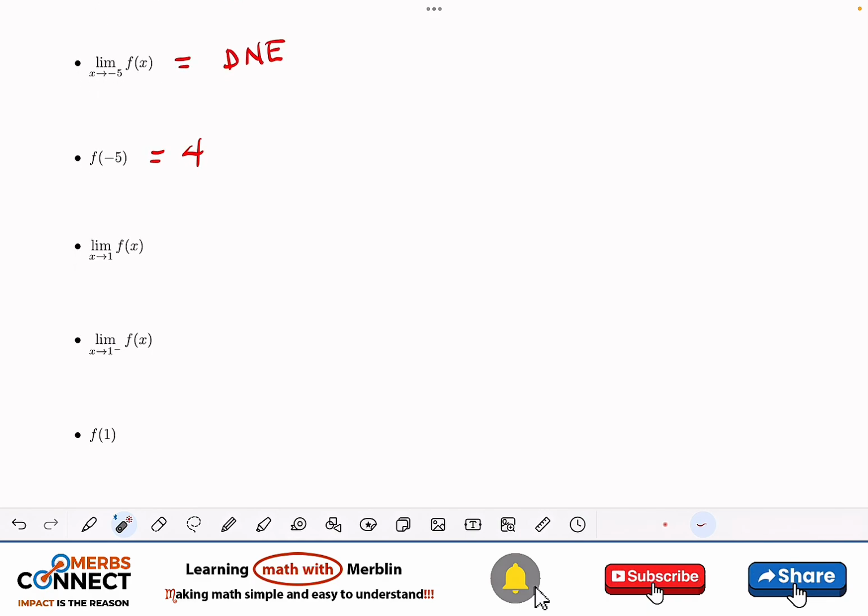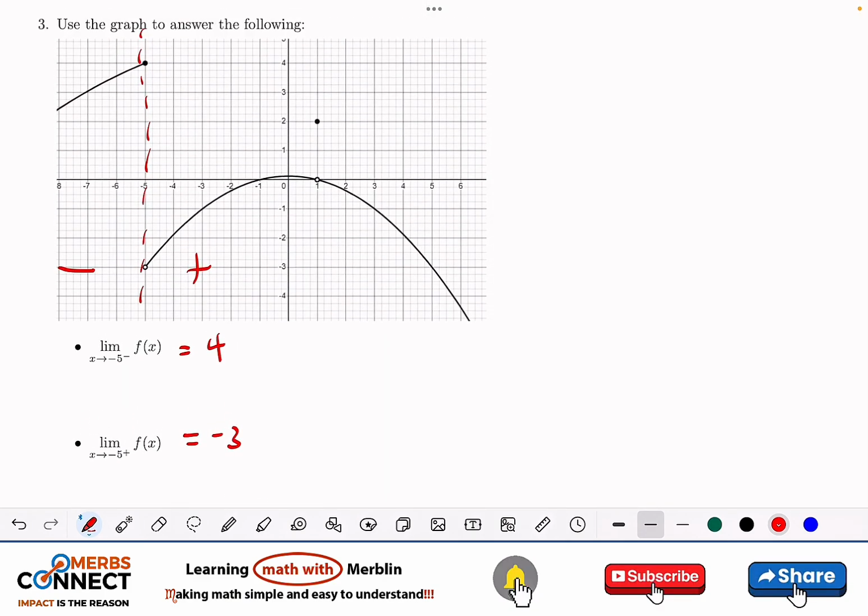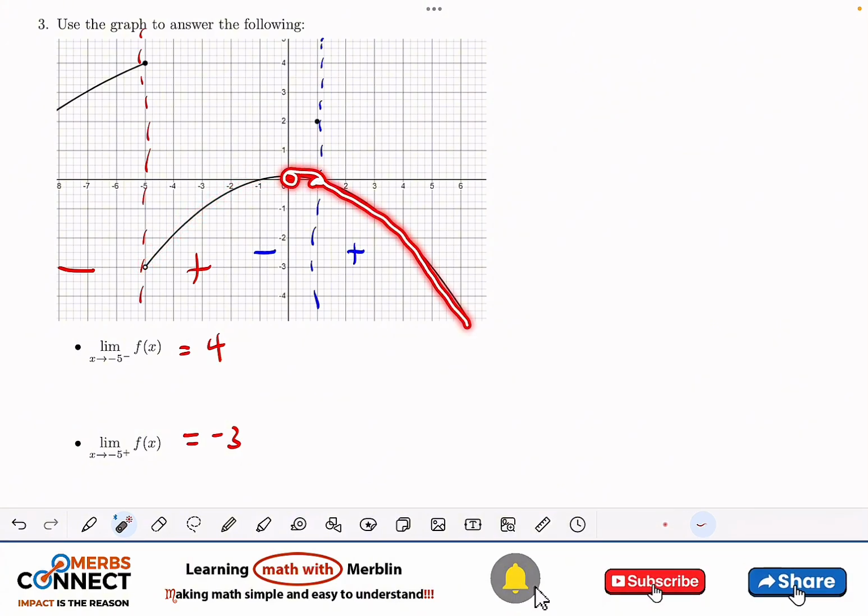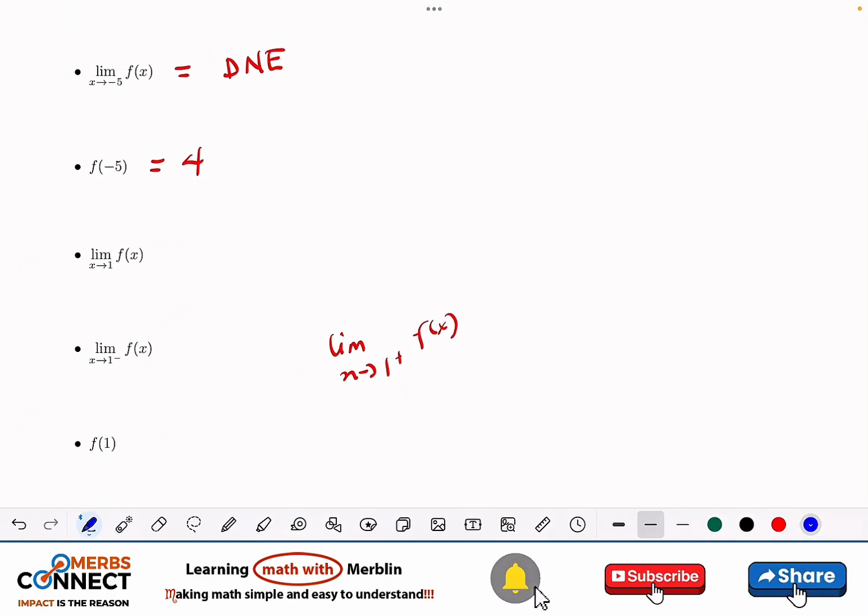Now the last one, the question is asking us the limit as x is approaching 1. It's not telling us from the negative or positive side, but to talk about this one, we need to think about the left and then the positive side. They didn't ask us the positive side, but we can look at it and see if it is true. So 1 is here. This is the positive, this is the negative. On the negative side, we are getting 0. And on the positive side too, we are getting 0. So this is going to give us 0.